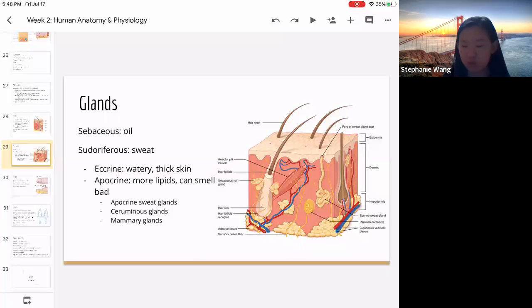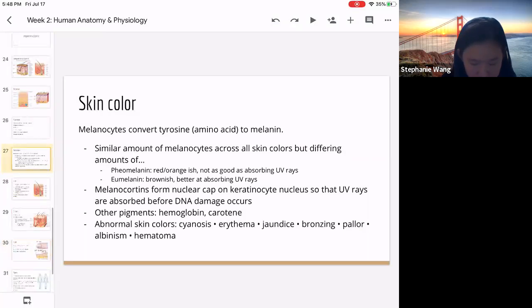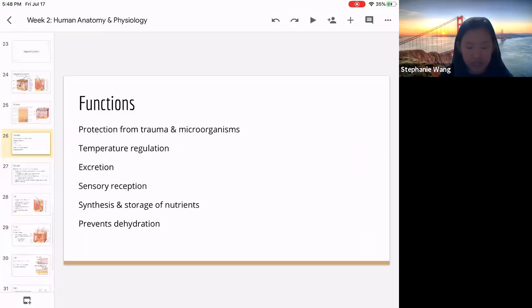Another way is by sweating. So you can see here we have a sweat gland, and a sweat gland causes the release of water or sweat whenever your skin needs to cool down. Okay, where were we? Function. Excretion, that similarly goes with the sweat thing.